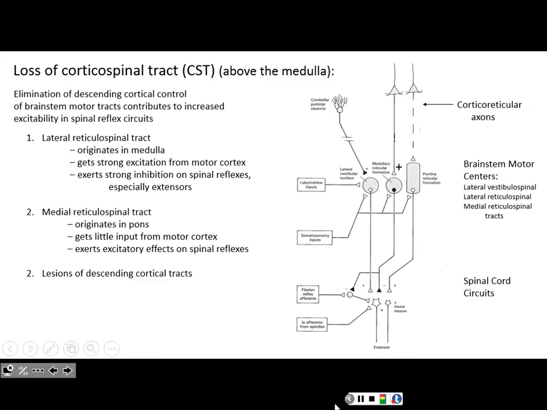Here are our brainstem motor centers in the medulla and the pons. The lateral vestibular nucleus, the medial reticular nucleus, if you will. These are all parts of the reticular formation. And this is the lateral reticular formation in the medulla, the lateral reticular tract, which originates in the medulla, and the medial reticular tract, which originates in the pons. Why is the medial vestibular tract not up there?